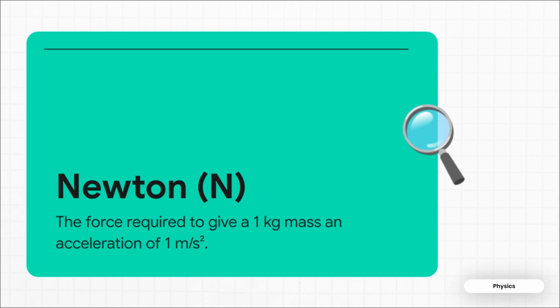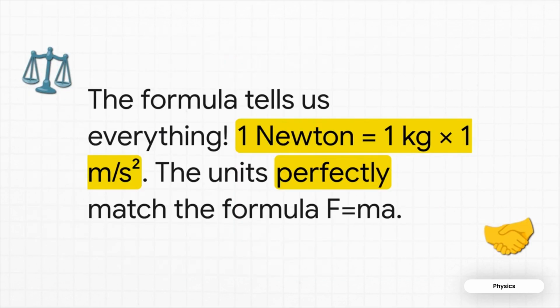But how much is 1 Newton really? Well, 1 Newton is the amount of force needed to give a 1 kilogram mass an acceleration of 1 meter per second squared. See how it connects right back to the formula? Yeah, this really helps you visualize that definition. Just look at it. It comes directly from F equals m times a. The unit of force, the Newton, is equal to the unit of mass, the kilogram, multiplied by the unit of acceleration, meters per second squared.